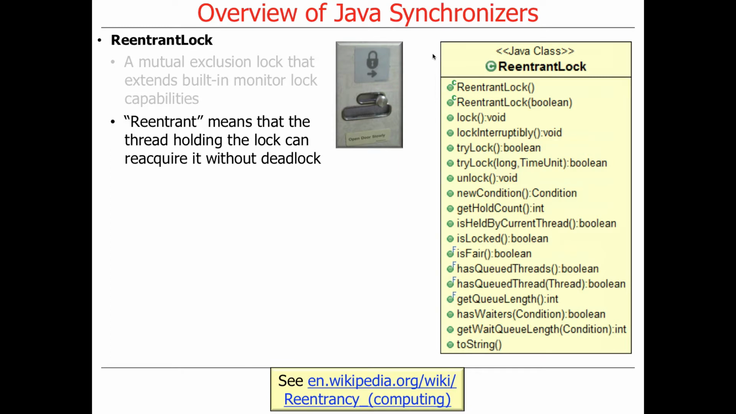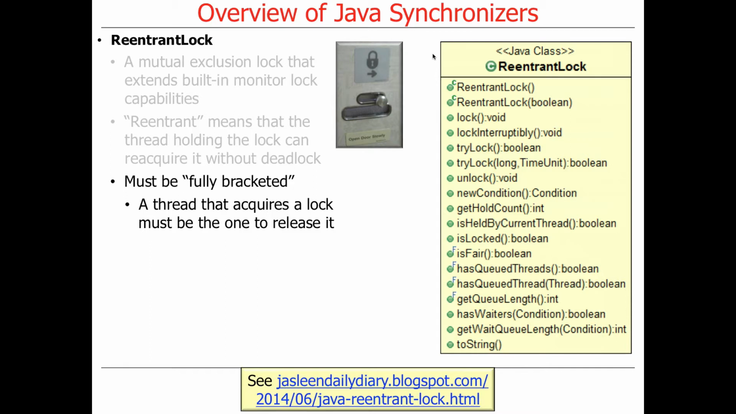Reentrant simply means that if a thread holds the lock already, it can reacquire the lock without having to wait. So reentrant simply means if the thread already owns or holds the lock, then it can reacquire it without waiting. If another thread comes along, of course, it's going to have to wait if the lock is held. But reentrant means can reacquire.